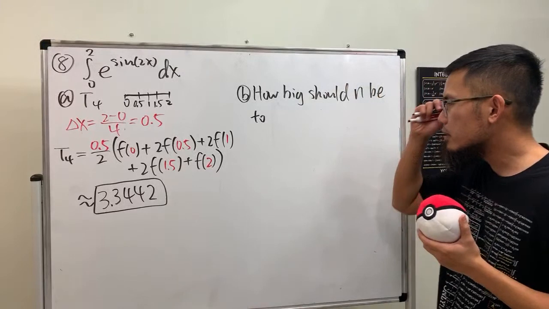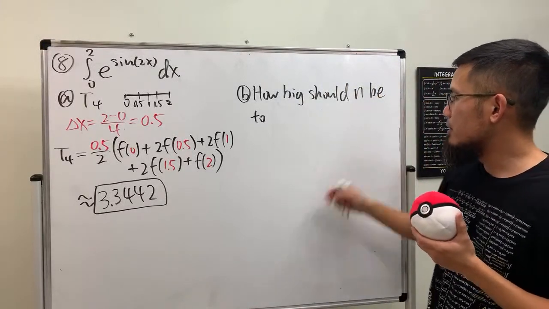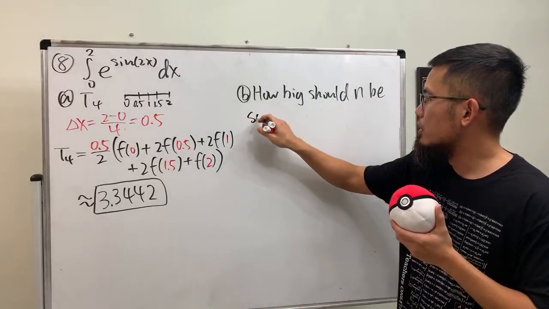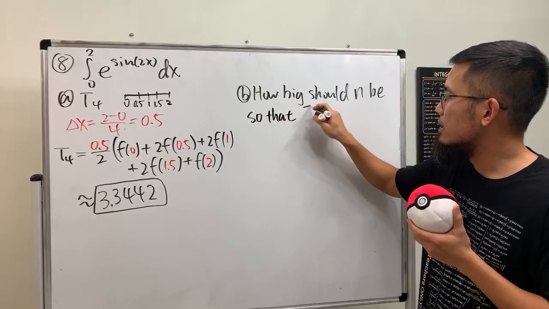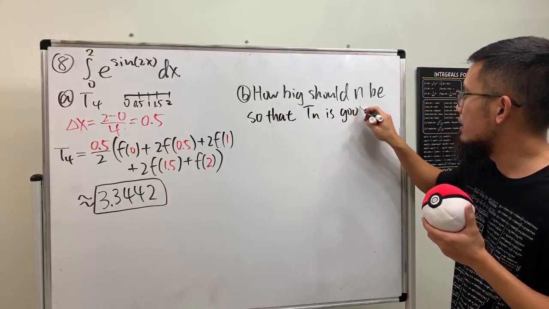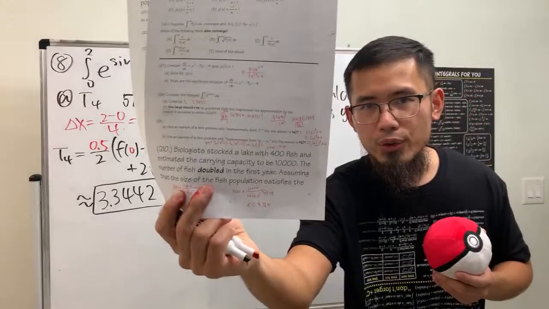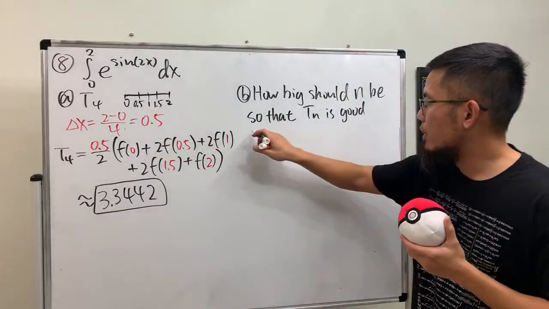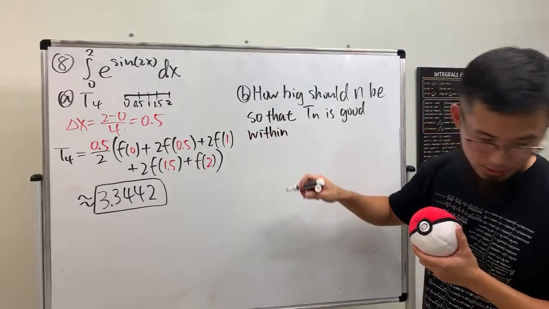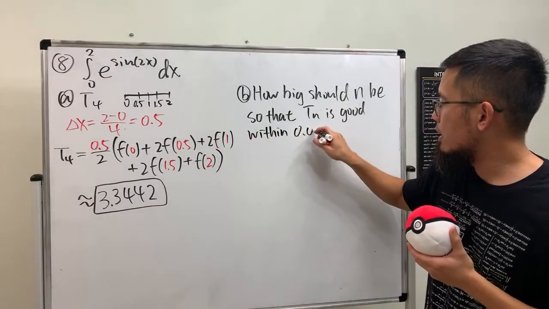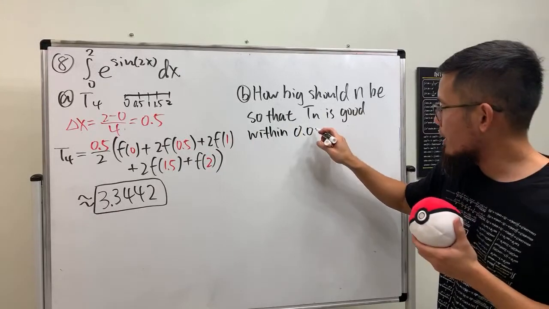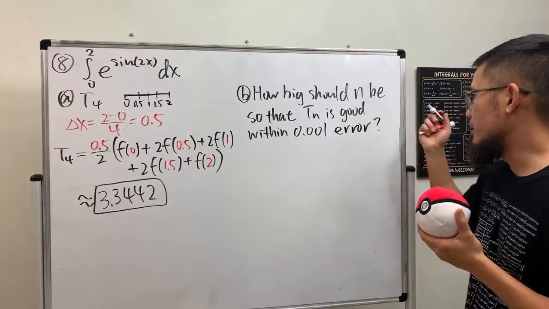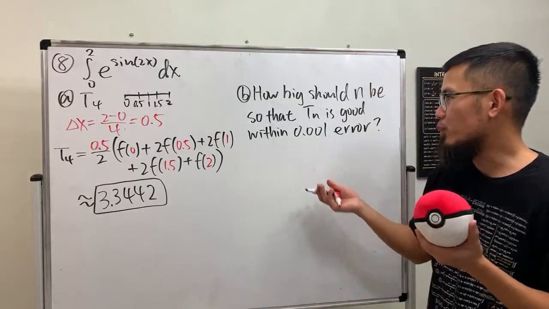But anyway, how big should n be? How big should n be so that Tn is good, right? I wrote down the whole thing on the question, so it's more legitimate if you look at the paper. But anyway, within 0.001 error, right? So that should be the simple way to write it. I didn't really save too many words about whatever.